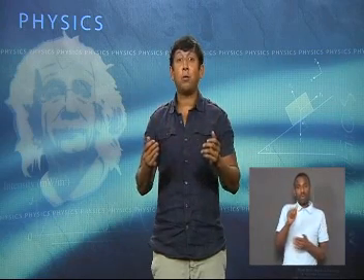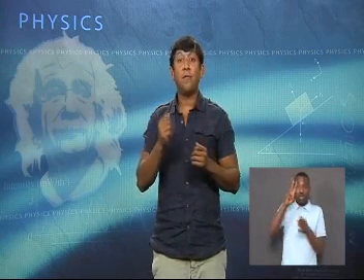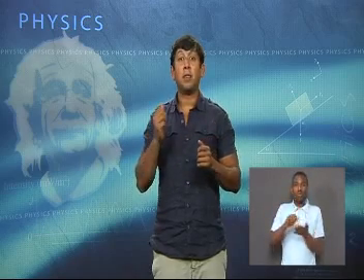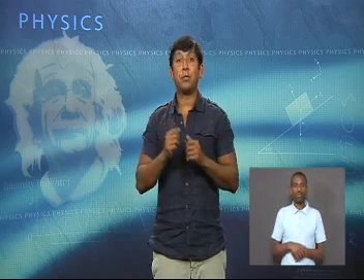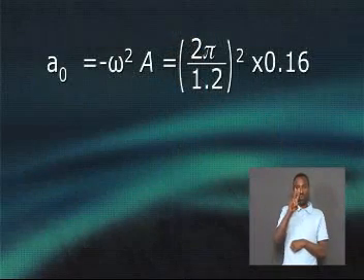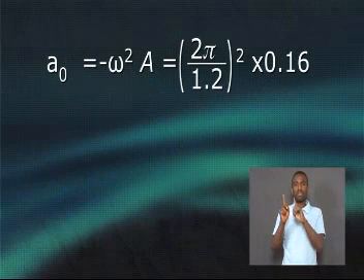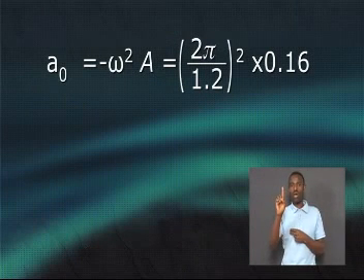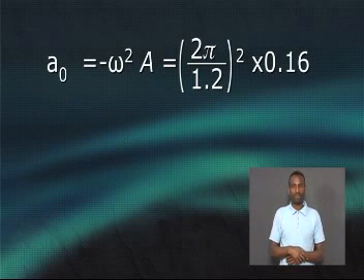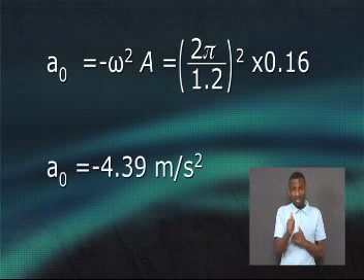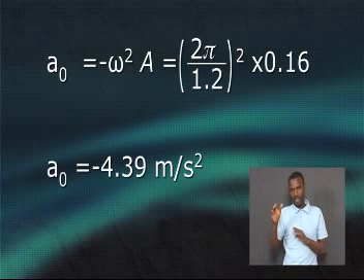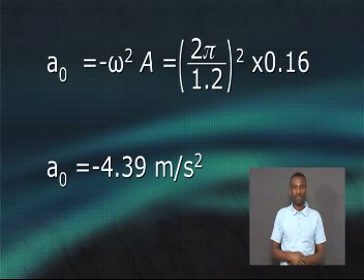Hello, students. The maximum acceleration is found by squaring the angular frequency and multiplying this number by the amplitude. We get 2 pi over 1.2 squared, which is 27.4 multiplied by 0.16. The maximum acceleration is negative 4.39 meters per second squared.